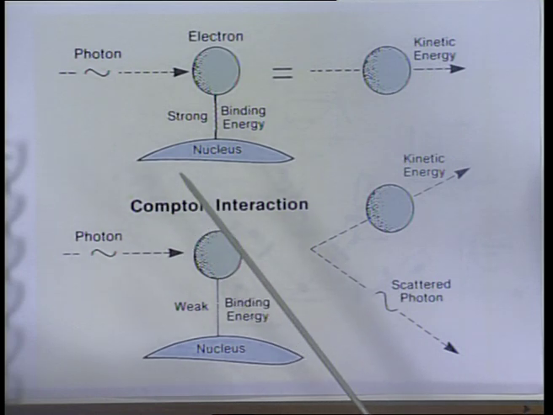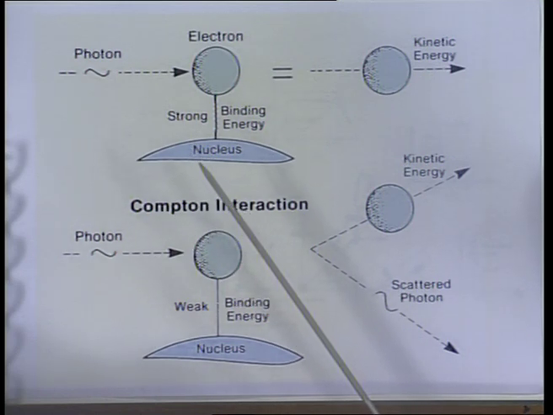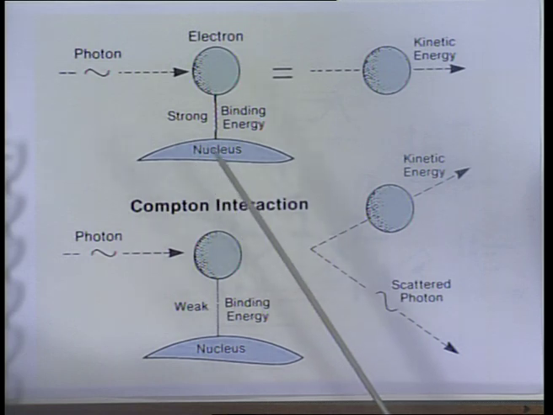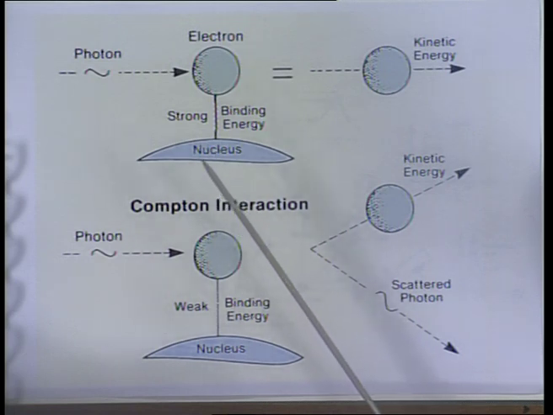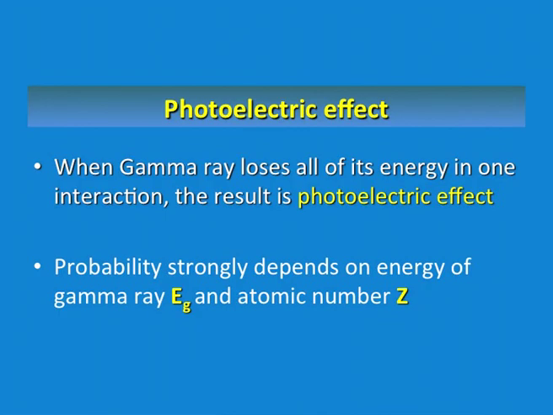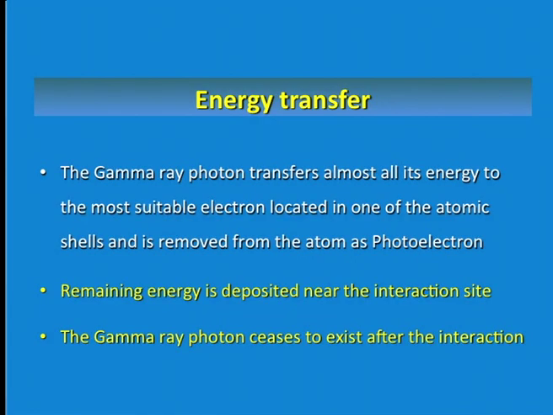The probability of the photoelectric effect strongly depends on the energy of the gamma ray, that is, the incident energy of the gamma ray, and the atomic number Z of the atom. When a gamma ray loses all its energy in one interaction, the result is the photoelectric effect. Now, the transfer of energy takes place by different mechanisms. Let us observe what is happening.